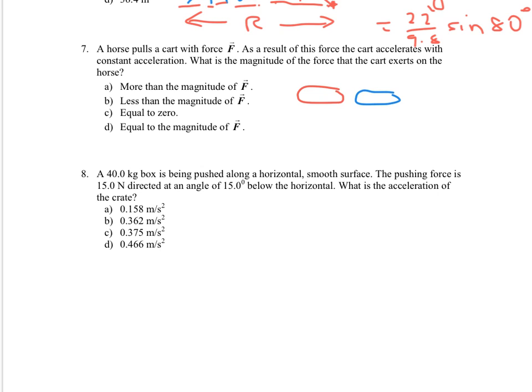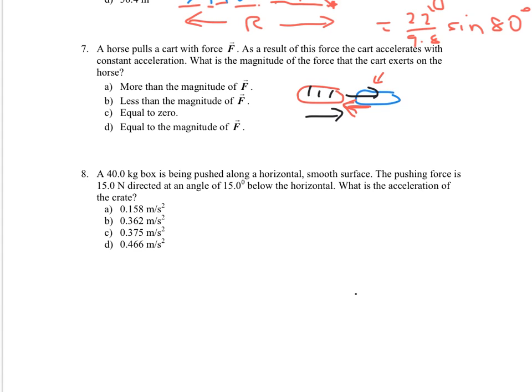So the horse is pulling on the cart, and therefore it exerts a force in this direction on the cart. And as a consequence, the cart would start accelerating in this direction. Now, that's not the question. The question is, what is the magnitude of the force that the cart exerts on the horse? So that's the reaction pair. The horse would experience a force in this direction. This is the reaction pair to the action, which is the horse pulling the cart.